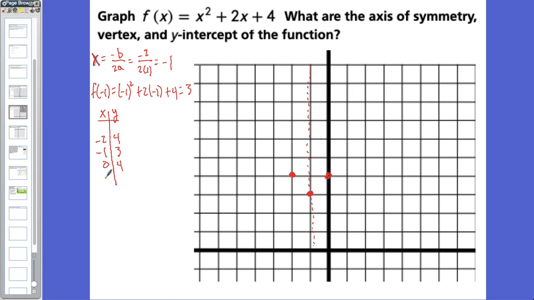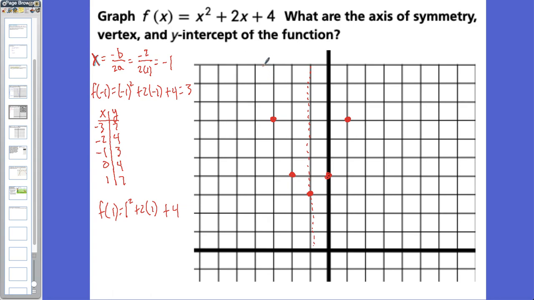And then if I add in one more point, 1, so f of 1 equals 1 squared plus 2 times 1 plus 4. So that'd be 1 plus 2 is 3, plus 4 is 7, which means negative 3, 7 as well. So 1, 1, 2, 3, 4, 5, 6, 7. And this one goes up 1, 2, 3 over 1.